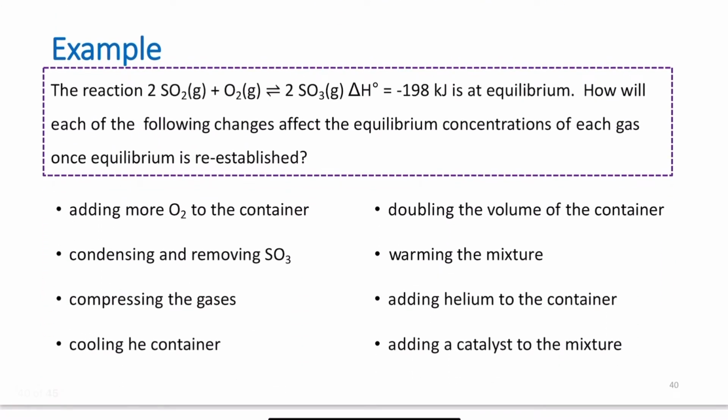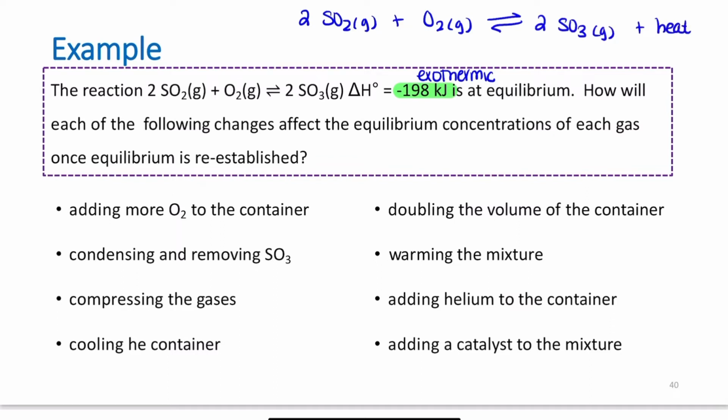Let's look at Le Chatelier's principle again. The reaction: 2 moles of SO2 gas react with 1 mole of O2 gas to produce 2 moles of SO3 gas. Delta H for this reaction is negative 198 kilojoules at equilibrium. How will each of the following changes affect the equilibrium concentration of each gas once the equilibrium is reestablished? Well, first, this is a negative value, which means this is exothermic. So I've got 2 moles of SO2 gas plus 1 mole of O2 gas in equilibrium with 2 moles of SO3 gas plus heat.